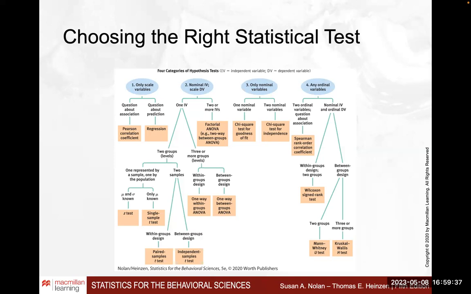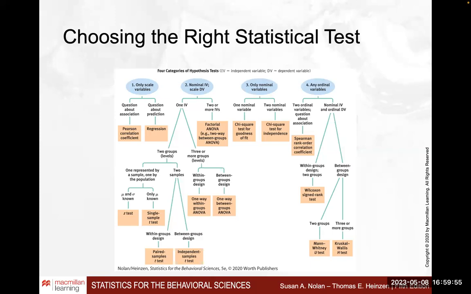Then you have the situation where we have nominal variables. You basically have 1 nominal variable, and that would prompt you to think of a chi-square test for goodness of fit. So that's the simple one. Remember the soccer players, early in the year, later in the year, elite soccer players in Germany.